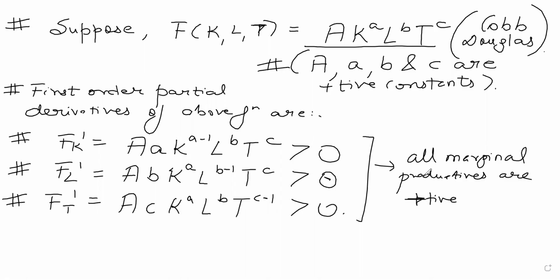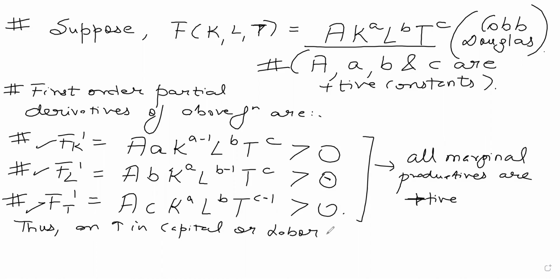What does this mean? This means that every additional increase in capital, keeping L and T constant, or every additional increase in labor, keeping K and T constant, or every additional increase in T, keeping K and L constant, is going to increase the output. So we can write thus an increase in capital or labor or land will increase the number of units produced.